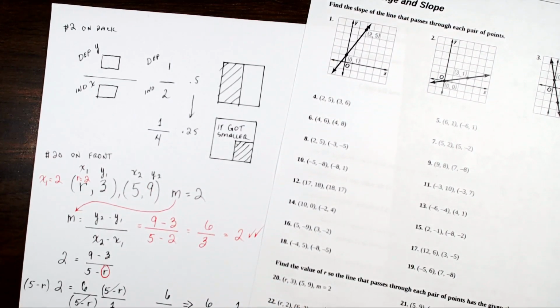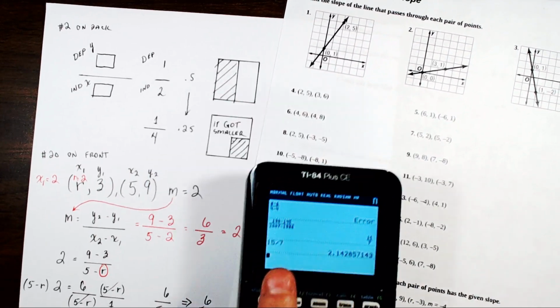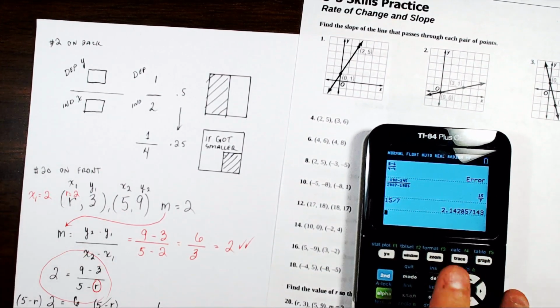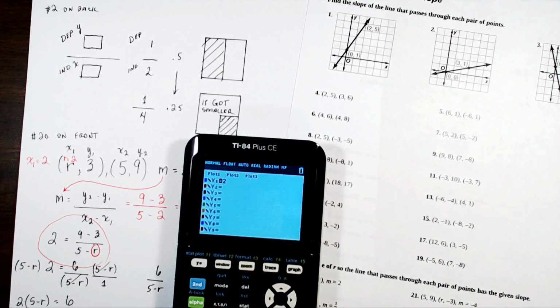Now, I don't know if it's going to work or not, but let's punch this into the calculator. I have no idea if it's going to work. The way I'm going to punch it in is I'll go to y equals, and I'll put 2 on one of the y's, and then for another y, I'll put this entire fraction. So I do alpha y equals, get my fraction, I put 9 minus 3 over 5 minus, and then I don't have r on my calculator, so I'll just put an x. Okay, and then second graph.